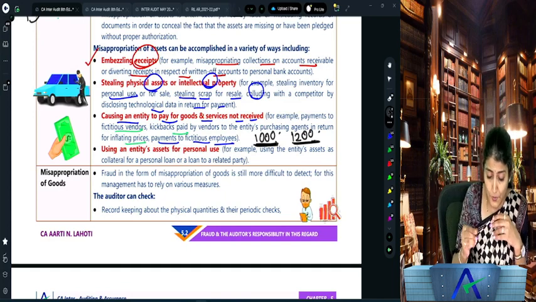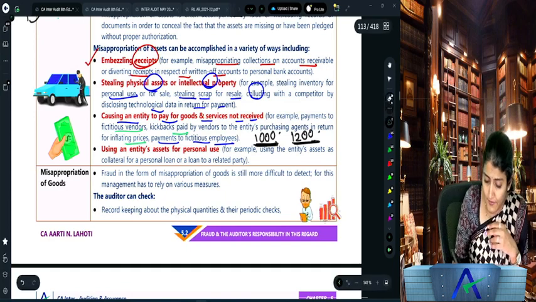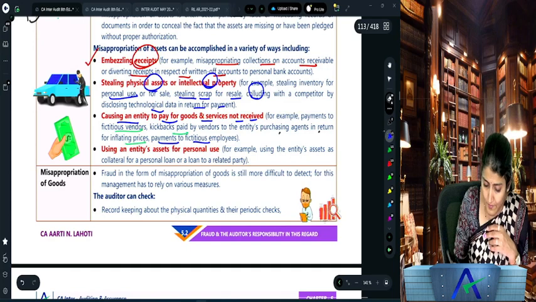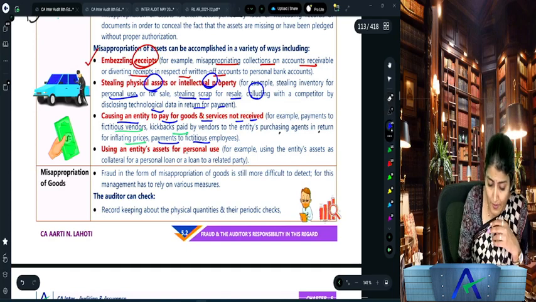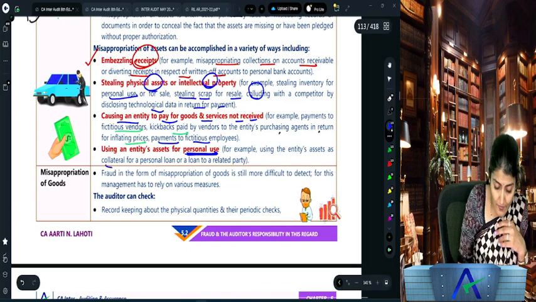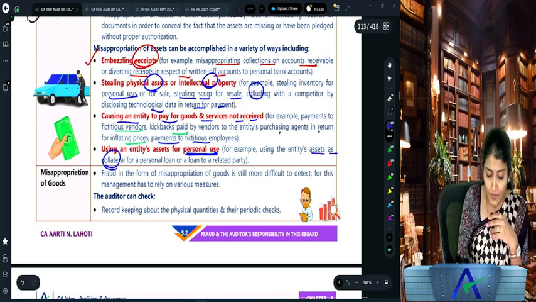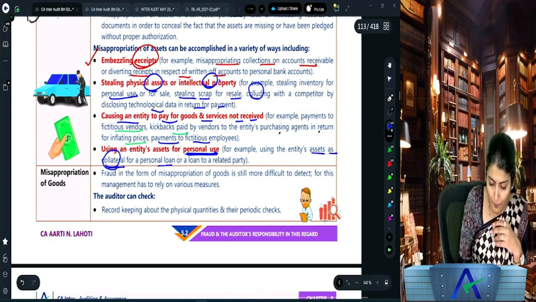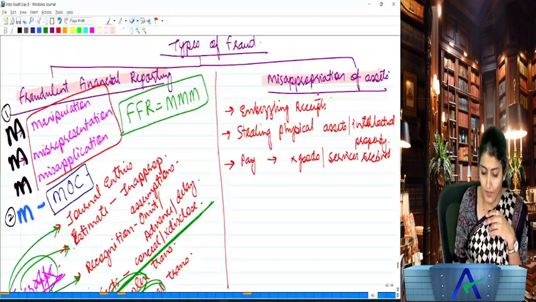And what is the last one? Using the entity's assets for personal use, right? So who has taken a loan? The director. And what is the security given? Company property is given as collateral for a personal loan or a loan to a related party.